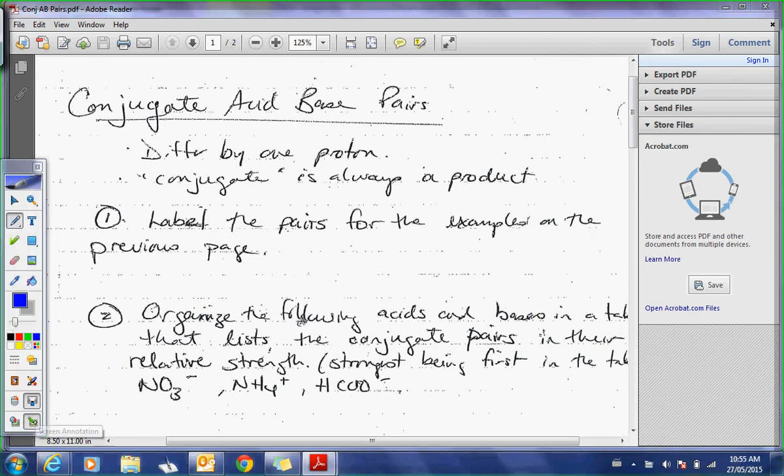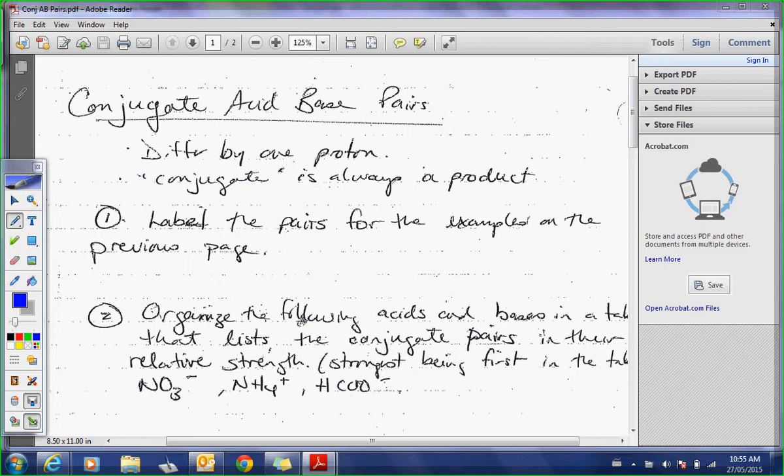So, conjugate acid-base pairs. This is just a fancy way of saying the two things that went together before. Okay? Don't worry. It looks hard, but it's not really. You've already kind of known what was going on. They differ by one proton. The conjugate is always a product. In case you conjugate something as a product, that tends to kind of mix people up.